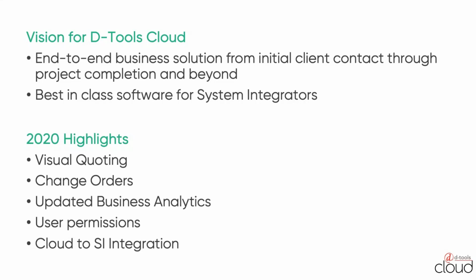You can simultaneously manage project changes on approved jobs through change orders. We've updated our business analytics to help you better manage your sales through improved forecasting and pipeline reporting. We've added user permissions for companies that have a large amount of employees that want to restrict access. And we've released an integration with D-Tools SI, which you can push signed contracts directly to SI for SI's powerful engineering drawings, project management, and ongoing service. And as always, we've continued to iterate and improve on our existing capabilities that are already in the product.